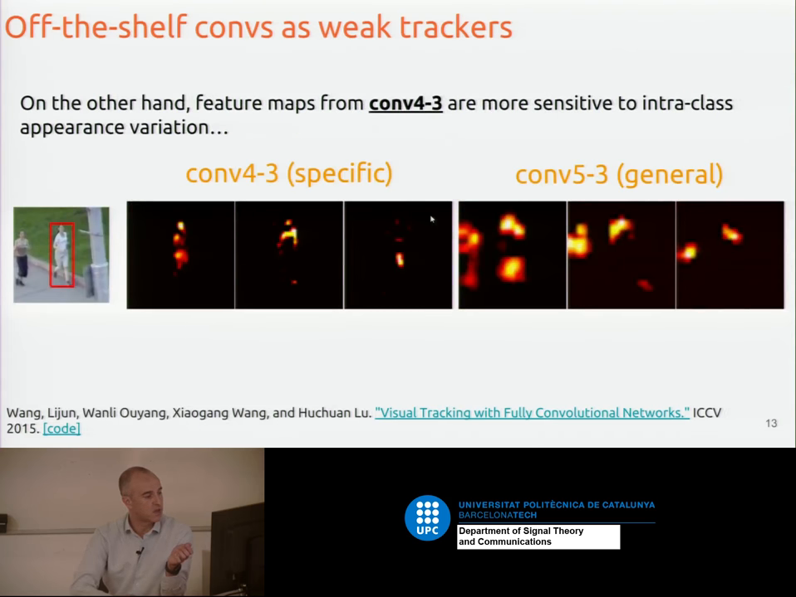And then they saw that there was another layer, conv4-3, that was better at discriminating between different objects. But it was very empirical, like, yeah, we observe this, okay? And then they chose these two layers. They looked at the activations of these layers.